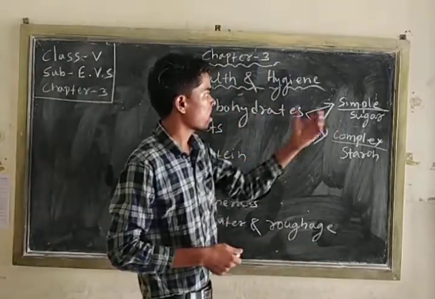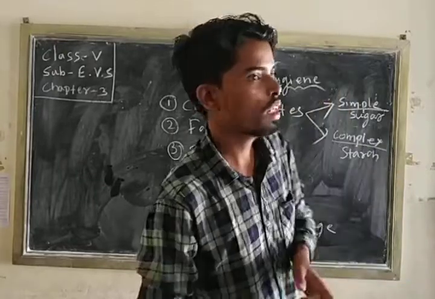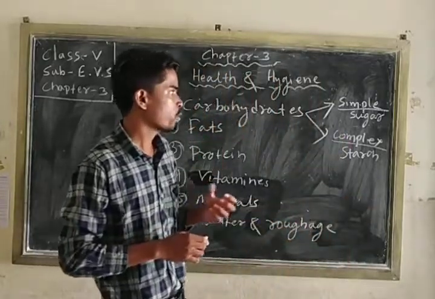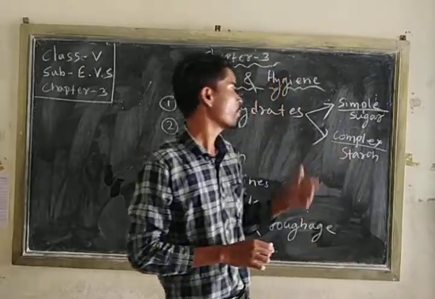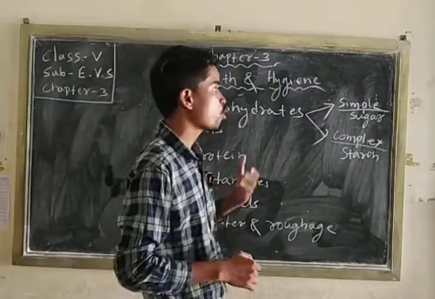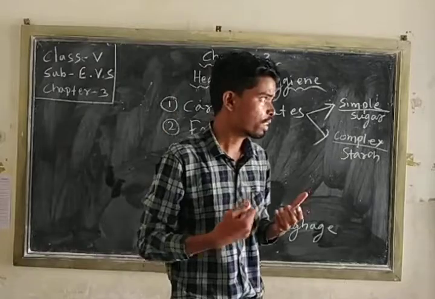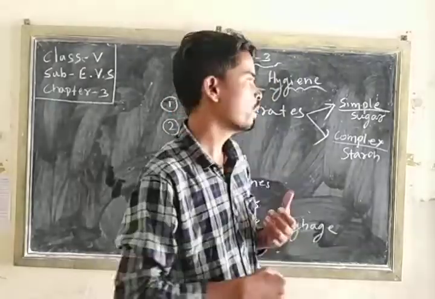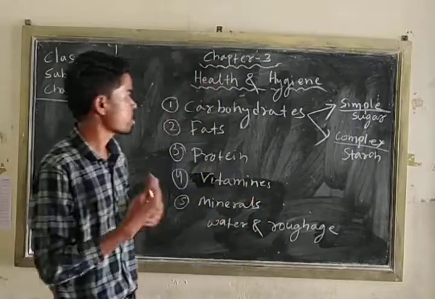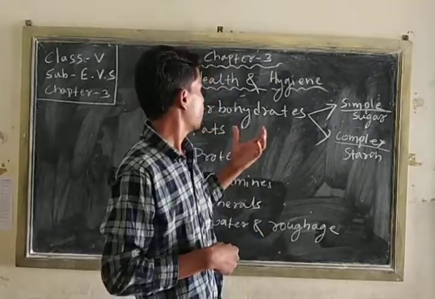So what is sugar? Sugar is simple glucose. And starch is formed when sugars combine together, so it is complex in nature. This is carbohydrate. The roles of carbohydrates in our body: first, they mainly provide us energy. Second, carbohydrates add flavor to our food. And third, carbohydrates maintain correct body systems, like digestion, respiration and the nervous system. So these are the roles of carbohydrates.